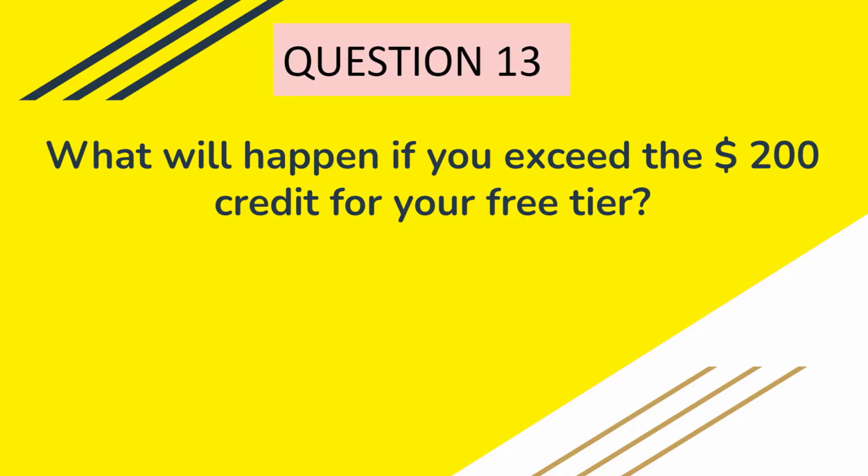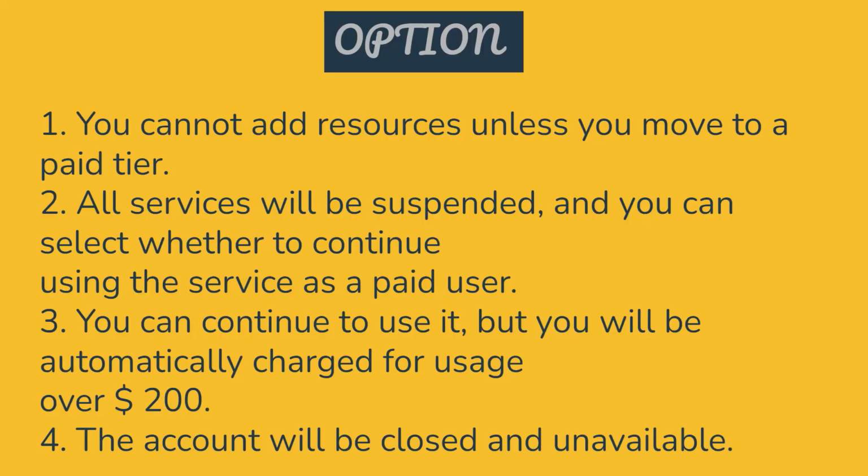Question 13. What will happen if you exceed the $200 credit for your free tier? Option 1. You cannot add resources unless you move to a paid tier. 2. All services will be suspended, and you can select whether to continue using the service as a paid user. 3. You can continue to use it, but you will be automatically charged for usage over $200. 4. The account will be closed and unavailable.